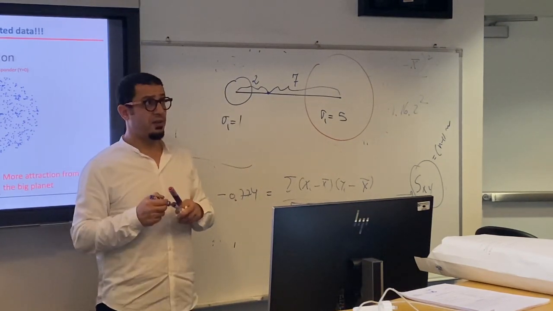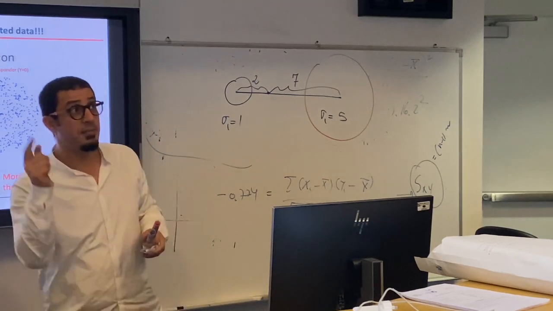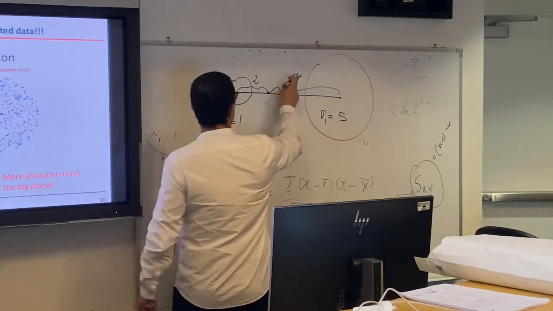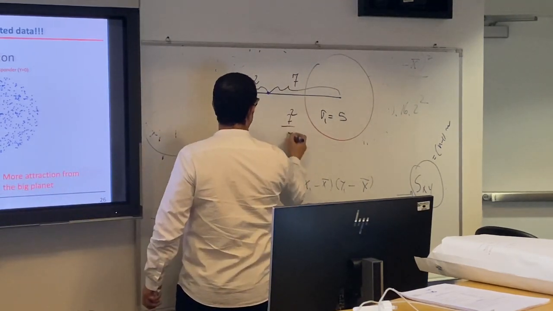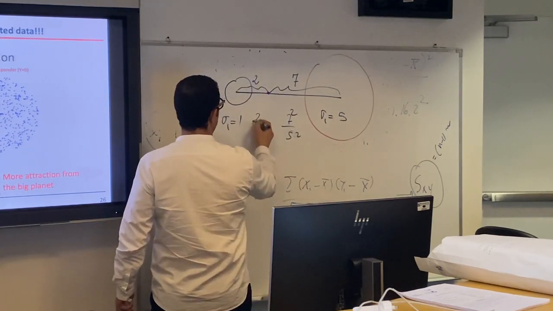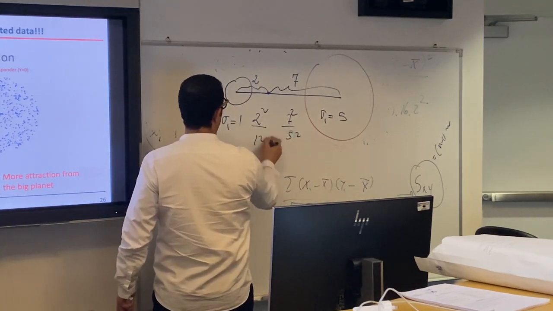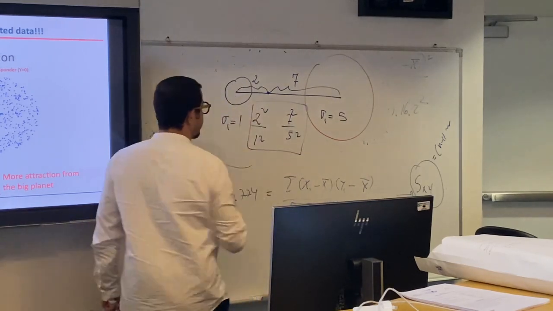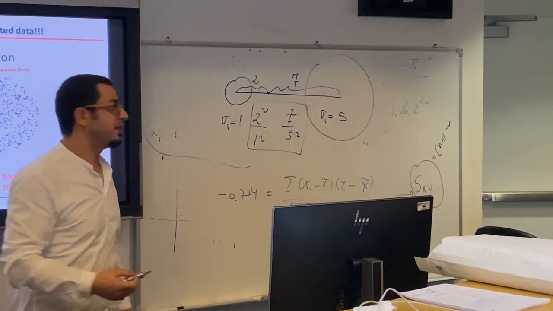But if we consider the variances, as we did in the midterm, what will be here? It will be 7 squared divided by the variance here, 5 squared, and what will be 2 squared divided by 1 squared. Which one is bigger now? Which one is smallest, I mean?